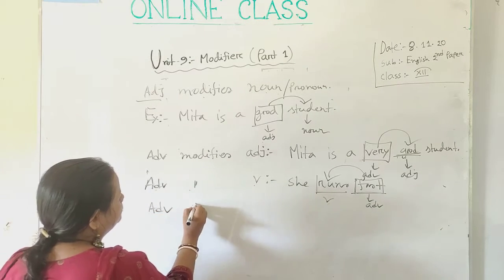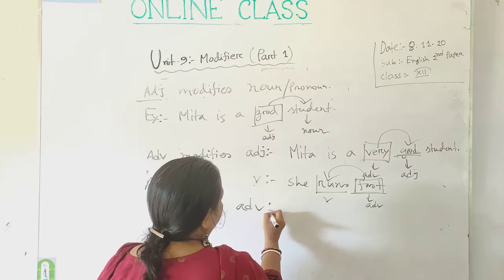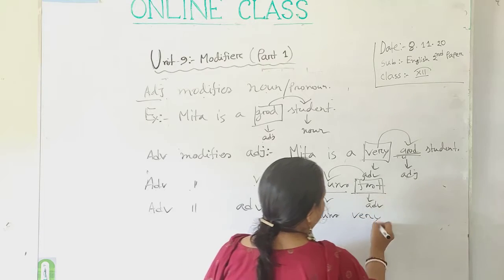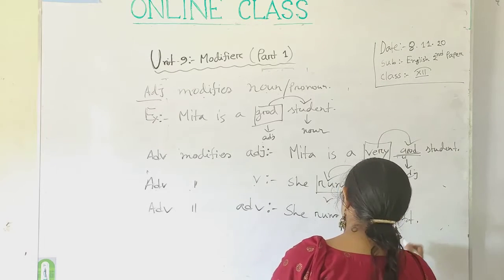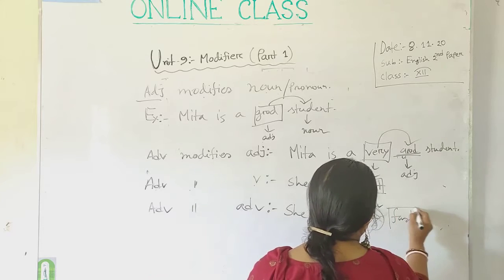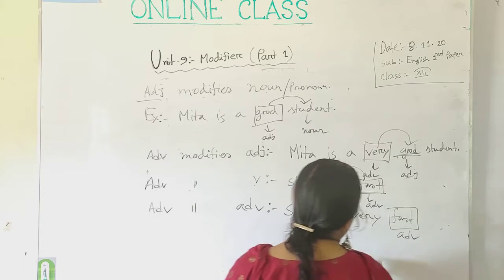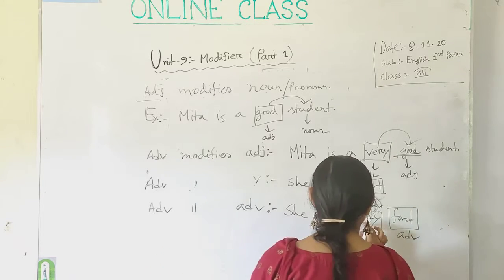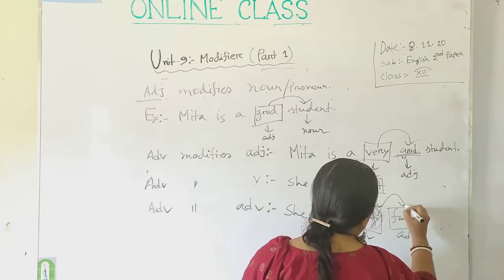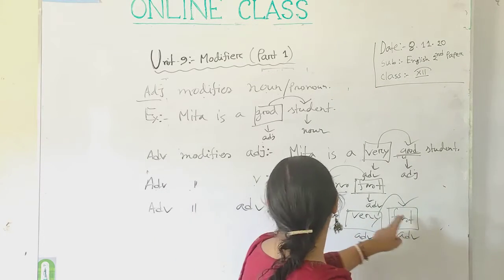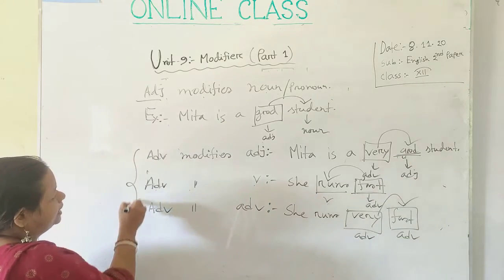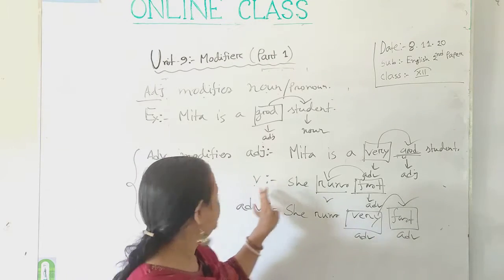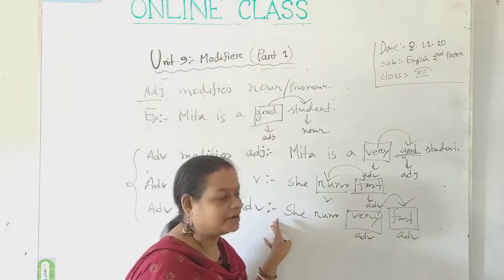And adverb modifies another adverb. For example, she runs very fast. Here fast is an adverb and very is also an adverb. She runs how? She runs very fast. So this adverb modifies the adverb fast. So we see that adverb modifies adjective, adverb modifies verb and adverb modifies another adverb.